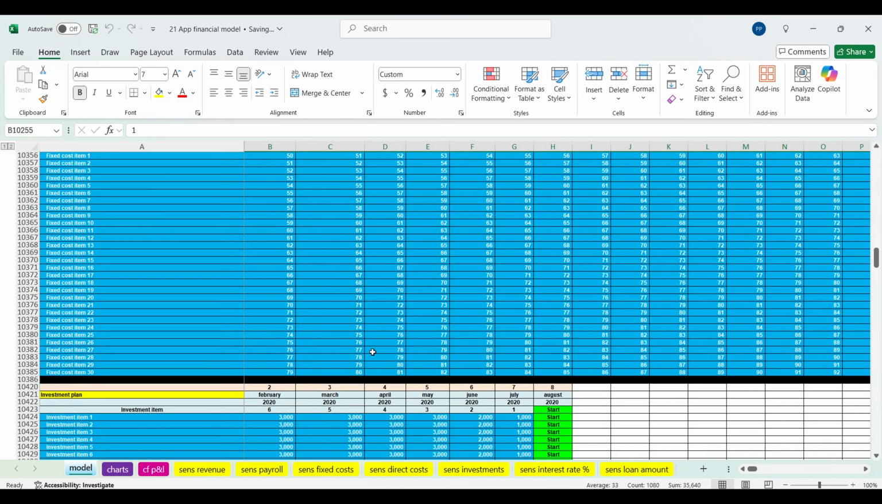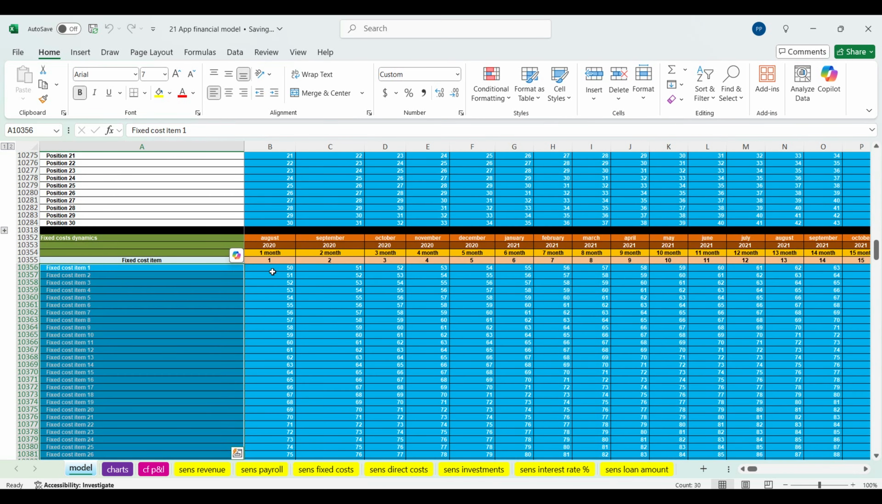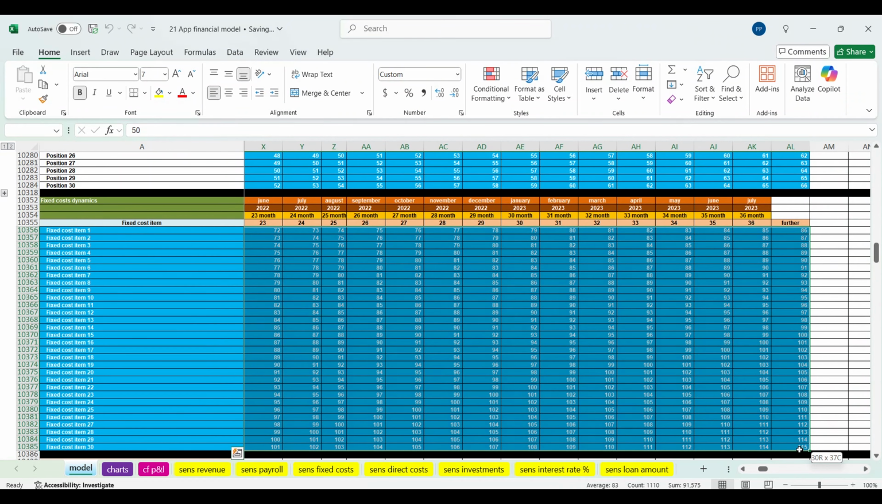Moving forward, then we have the fixed cost items. We also have the timeline. We have different types of fixed costs named here from top to the bottom, and then we specify the growth of fixed costs for different fixed cost items inside the timeline.